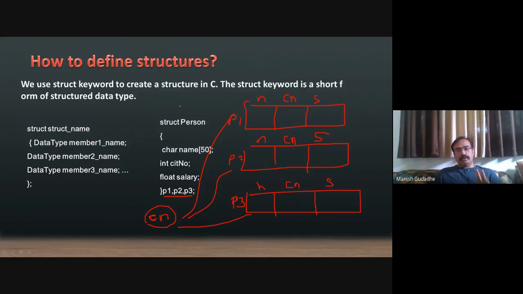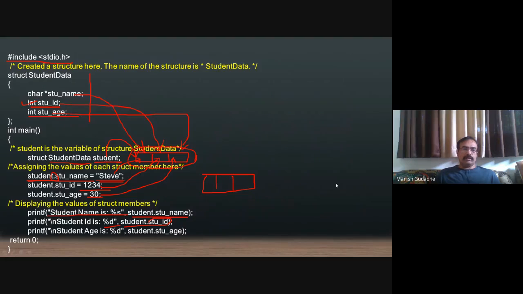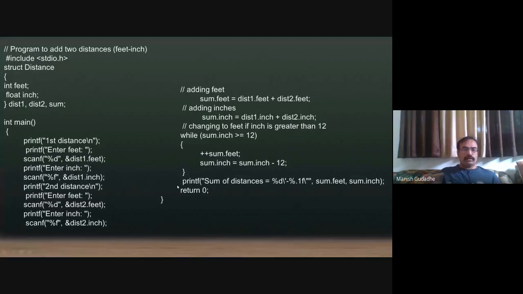Three belonging to one group, three of them belonging to another group. So there will be separate P1.N, P2.N, P3.N. Similarly P2.S, P3.S, all variables will be separate. There will be 9 variables declared. So the name of the structure, the access specifier of the structure, is a must. Let us go for another program, which is again accessing.